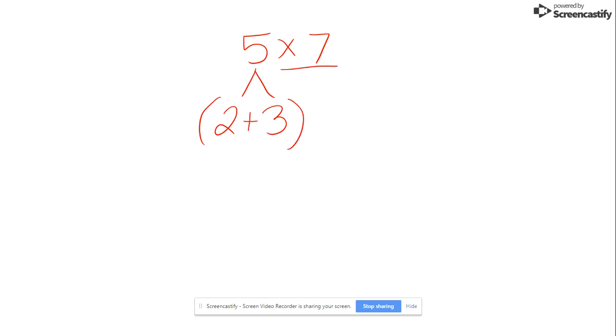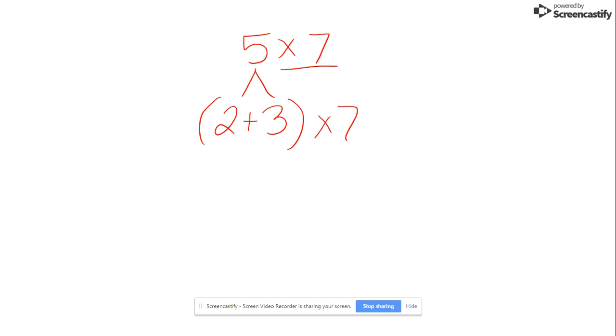So again, my original rectangle was 5 rows of 7. Going back to that distributive property definition, I'm going to break apart one of my numbers. In that example, I broke apart that 5 into 2 plus 3. In class, we've been breaking up one of our numbers into two smaller numbers that add to give us that original factor. So 5 can be broken up into 2 plus 3. Since I haven't touched or changed the multiplication symbol or that 7, I'm just simply going to put it at the end again.